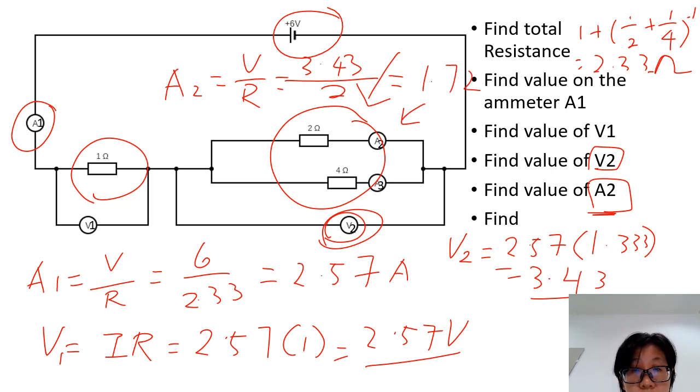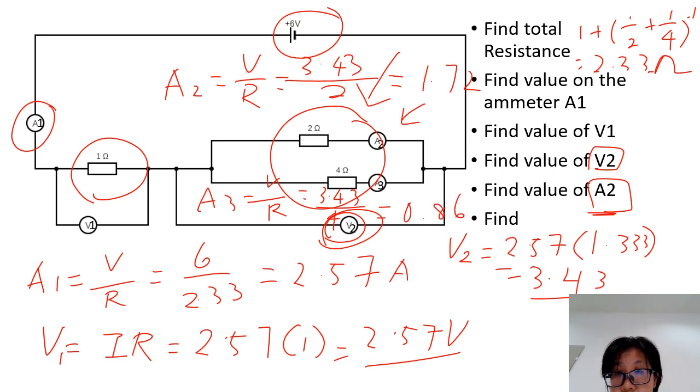Then if you want to find A3, for this case A3 would be the same thing, V over R. This time the V is 3.43 and the R is 4. So 3.43 divided by 4 will give us 0.86. So you realize later that these two will add up, when you round off, to the same value of A1.